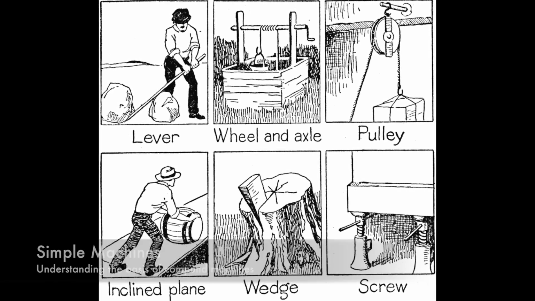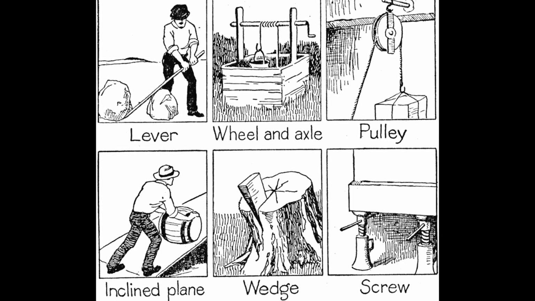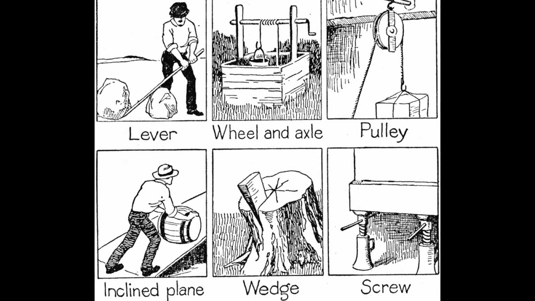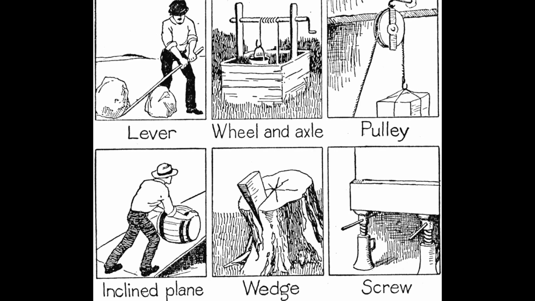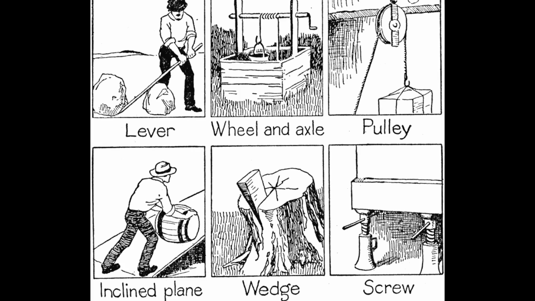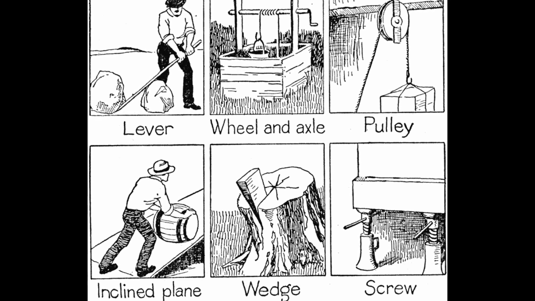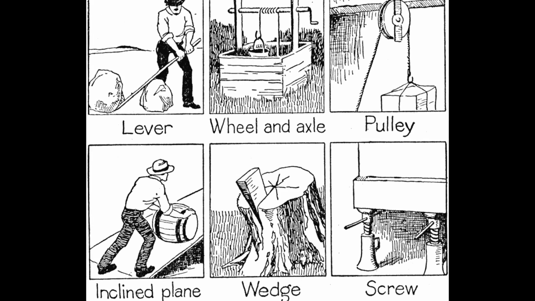Simple machines are devices with few or no moving parts that are used to modify motion and force in order to perform work. Simple machines are the inclined plane, lever, wedge, wheel, axle, pulley, and screw.